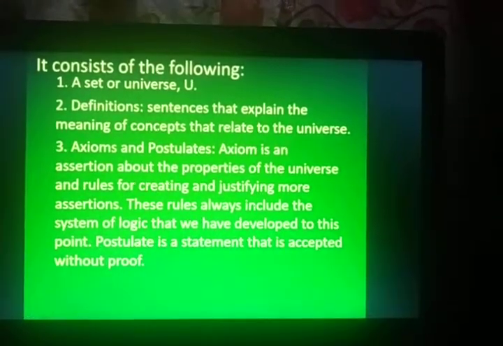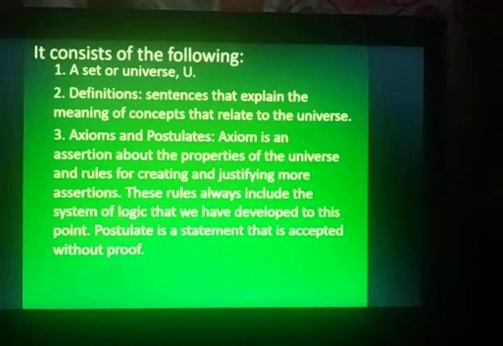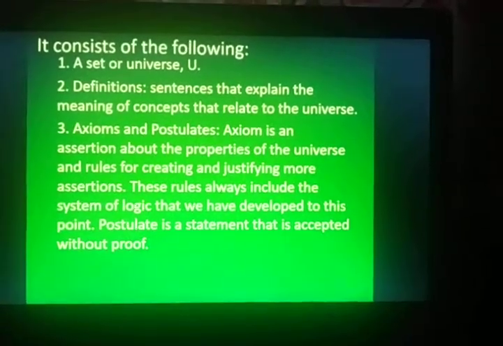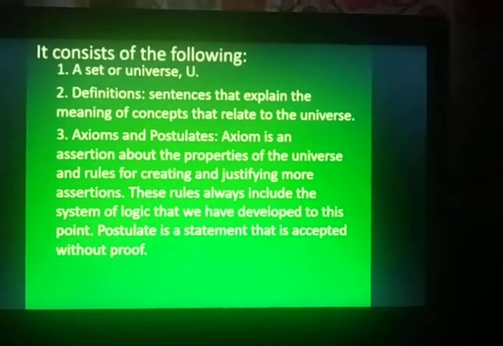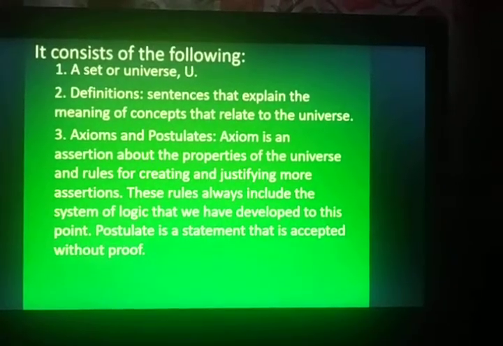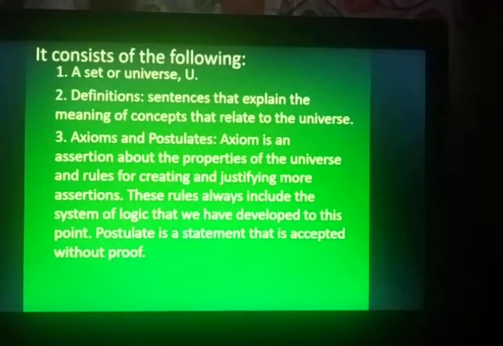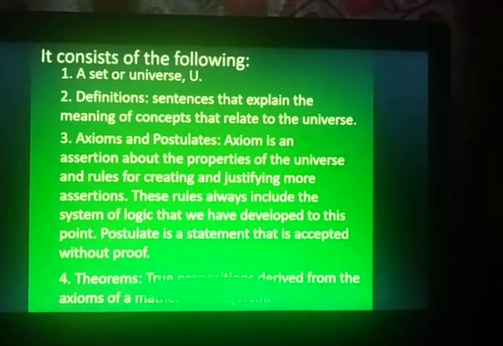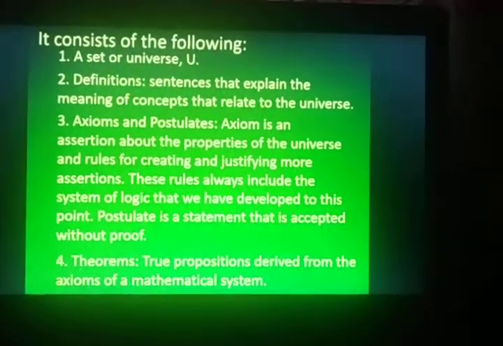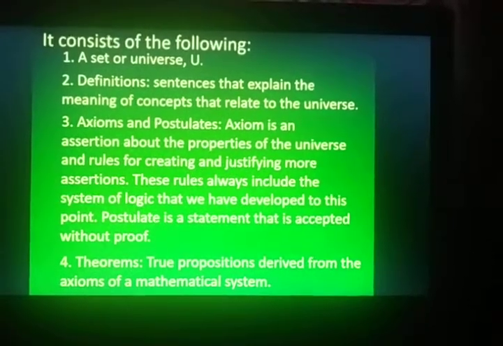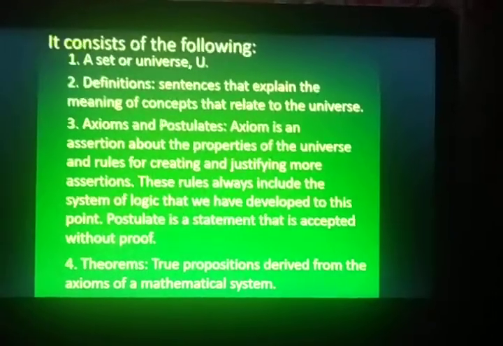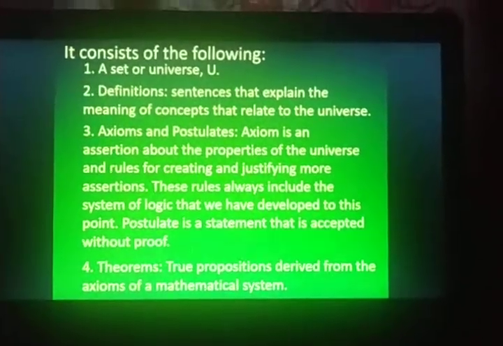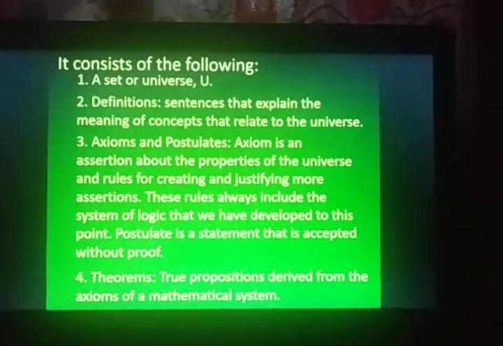Axioms and postulates. Axiom is an assertion about the properties of the universe and rules for creating and justifying more assertions. These rules always include a system of logic that we have developed to this point. Postulate is a statement that is accepted without proof. And theorems: true propositions derived from the axioms of a mathematical system. When we put these things into practice, then we can understand. But for now, let's just set this for definition.